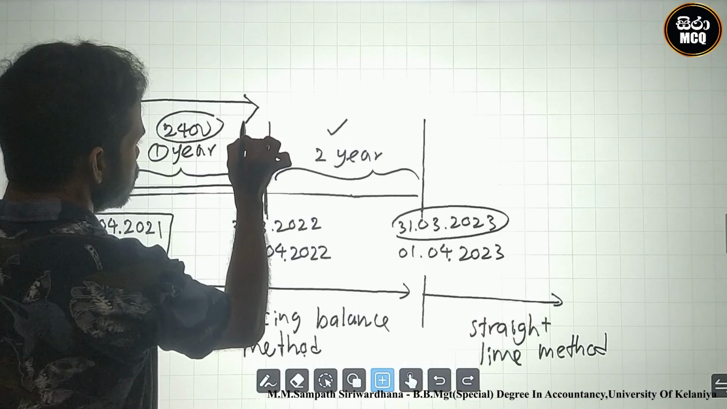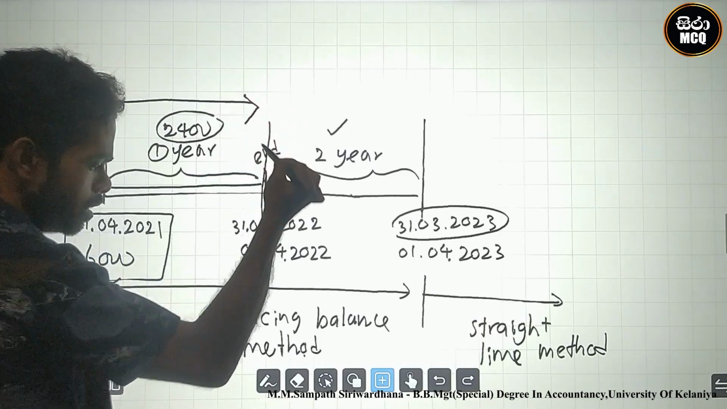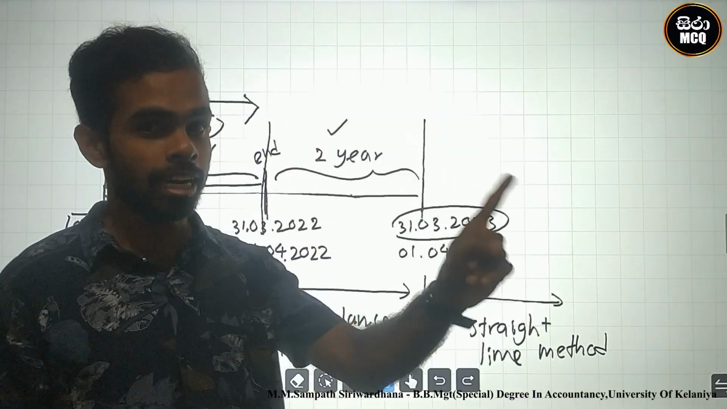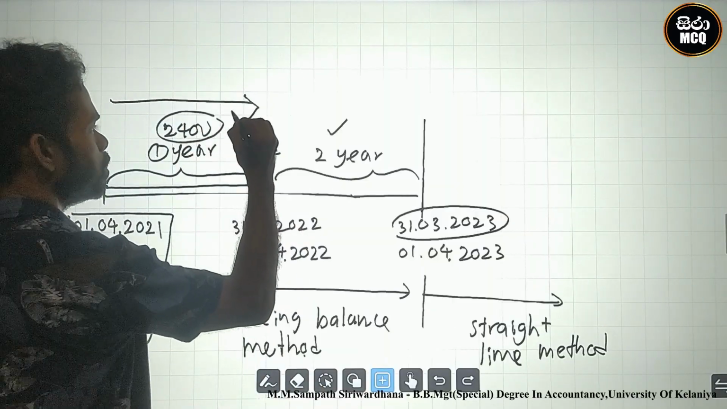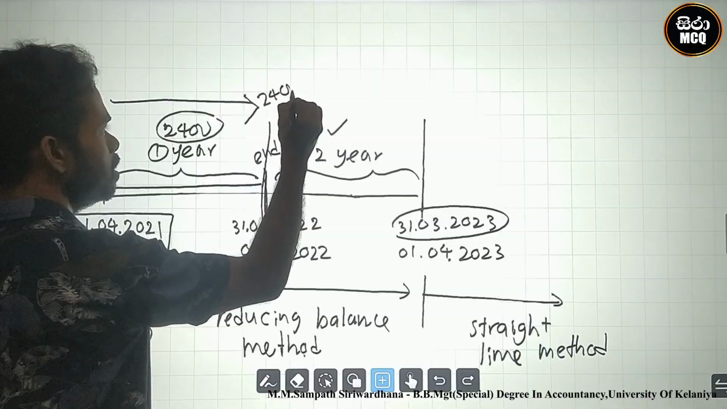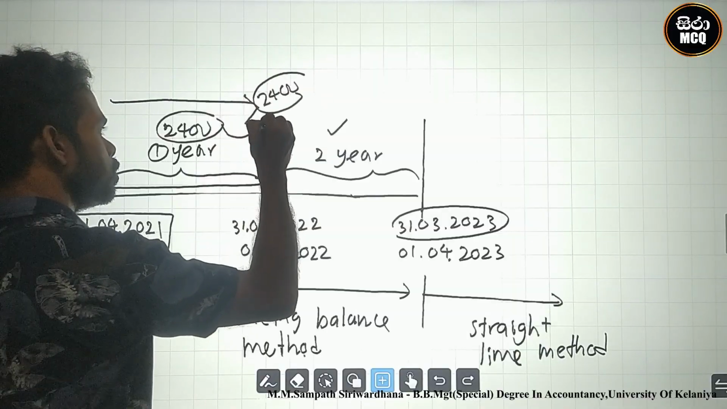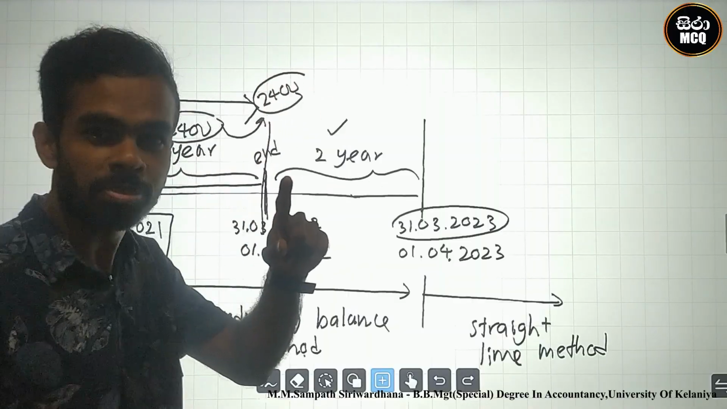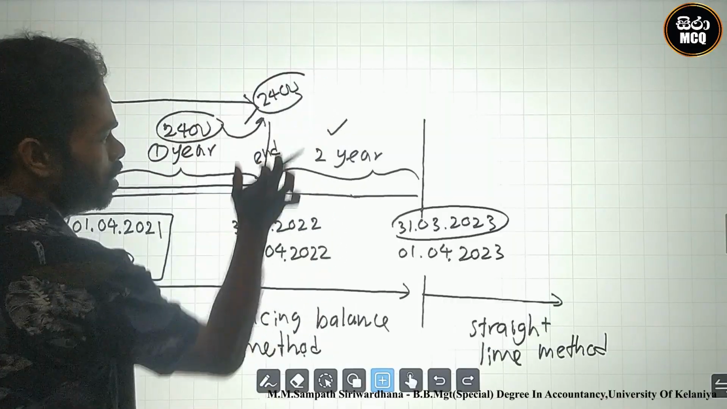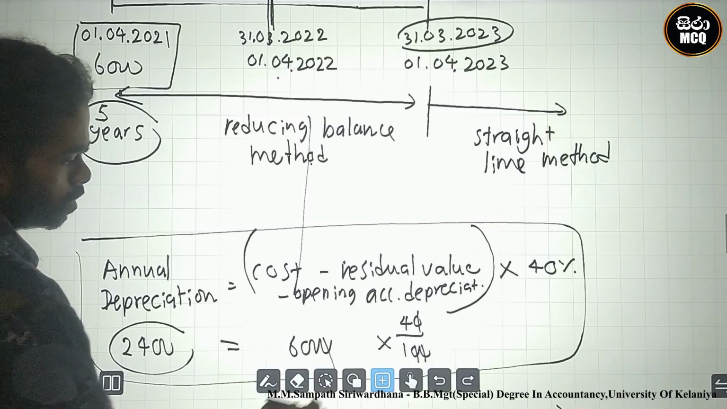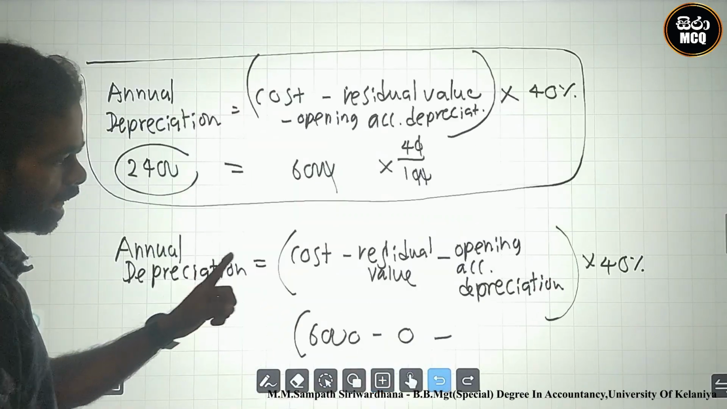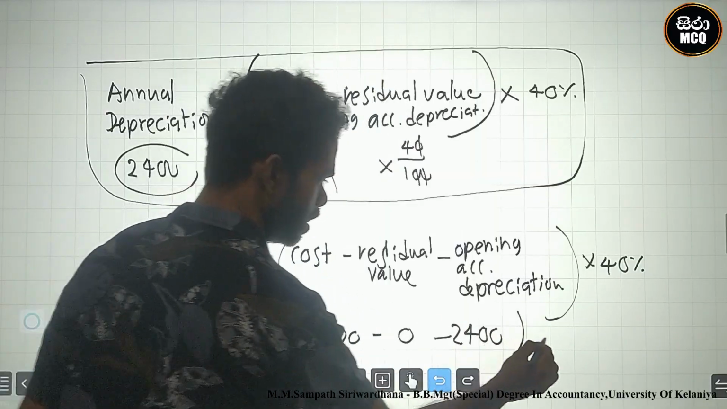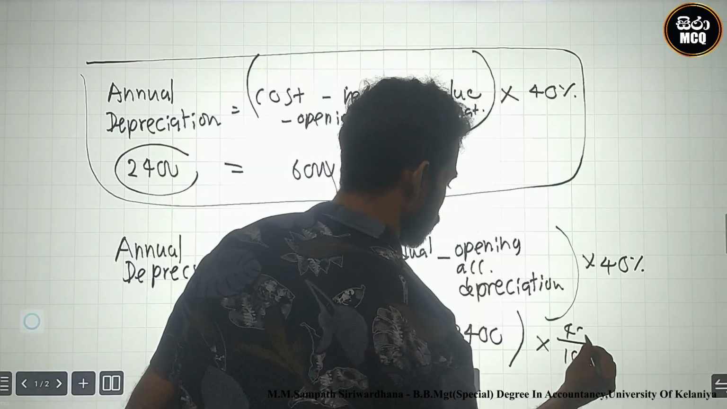The cumulated depreciation was this amount. Why? After the depreciation, what's the double entry? Depreciation expense debit, cumulated depreciation credit. The cumulated depreciation account was created at 2,400. Annual depreciation was linked to cumulated depreciation. In the second year, opening cumulated depreciation is the first year annual depreciation. Therefore I can identify 2,400 as opening cumulated depreciation. After that I can multiply by 40%.